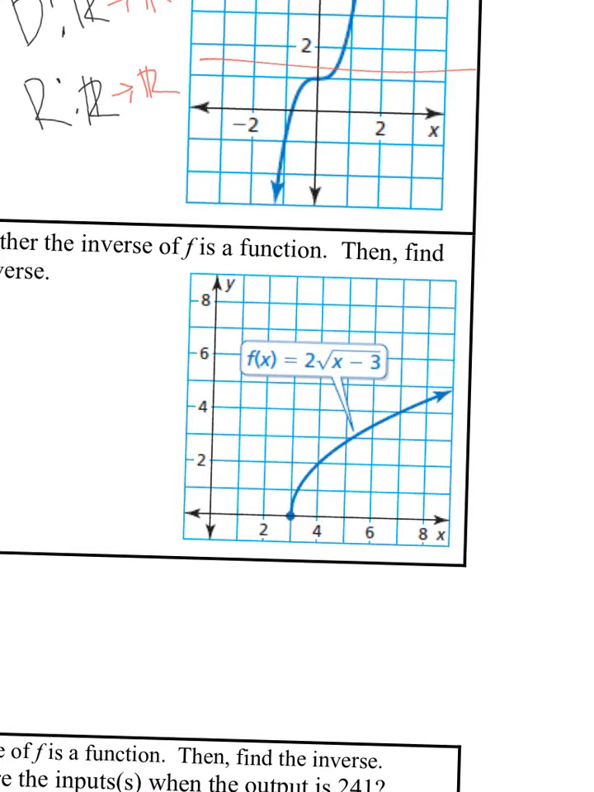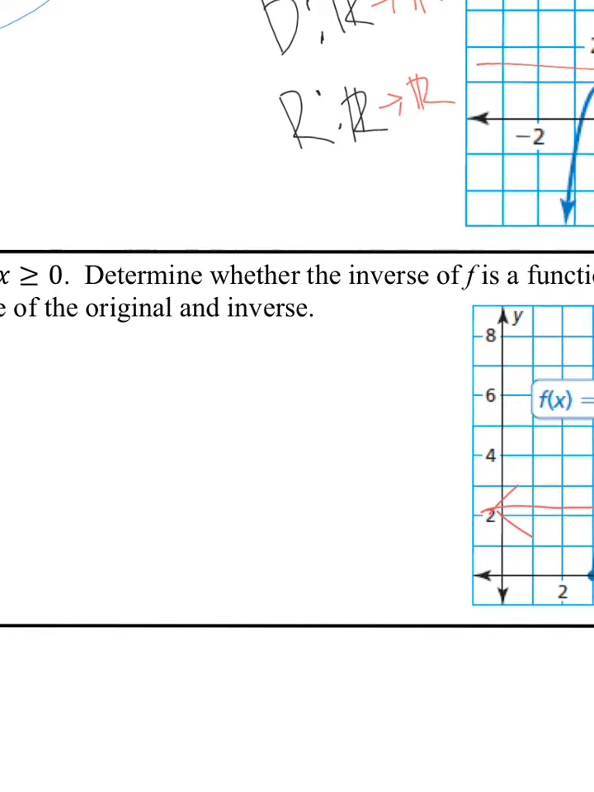So for number 2, is the inverse going to be a function? Draw a horizontal line through it anywhere. It'll pass it. When you reflect it across the line y equals x, or invert it, it'll make a half-looking parabola, and those are always functions. So yes, the inverse will be a function. All right.